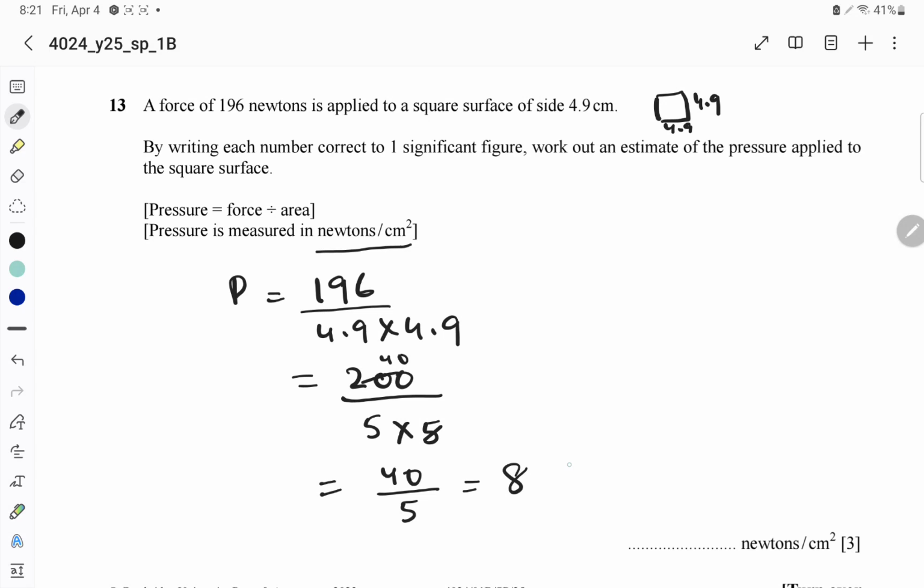5 times 8 is 40. So the answer is 8 newtons per centimeter square. That was a 3 marks question. If you don't change your number and don't round it off to one significant figure, then it's wrong. So first you'll have to follow the instruction and then simplify. That makes your answer and question and steps easier.